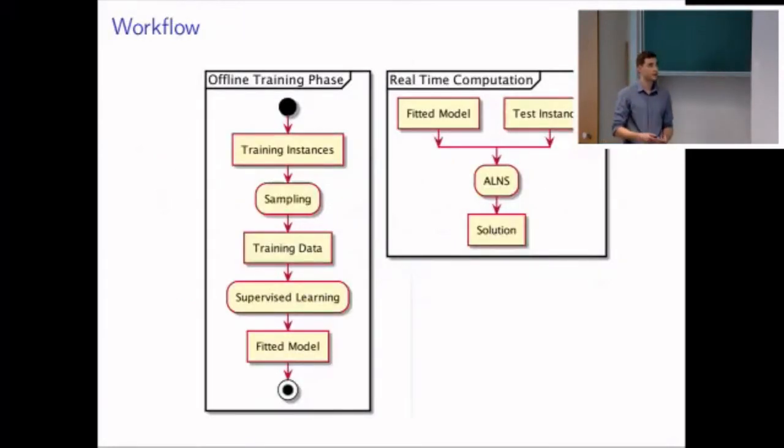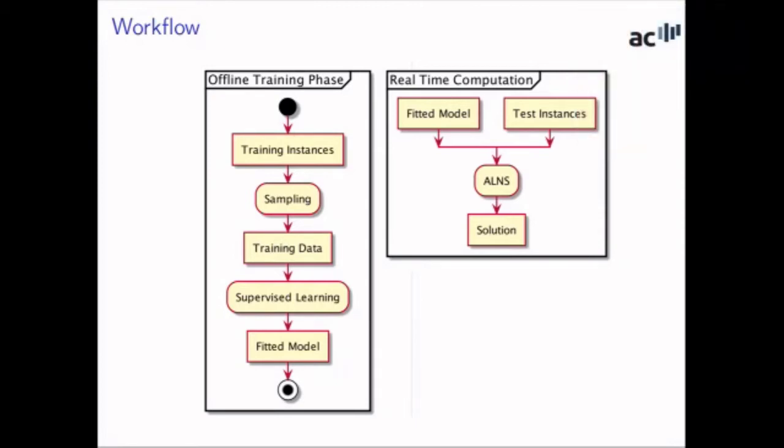To further clarify this approach, we made these activity diagrams. And as you can see in the offline training phase, we use sampling to generate training data, which is then used to fit models. And those fitted models are then used in the objective function of our adaptive large neighborhood search to produce overall improved solutions.